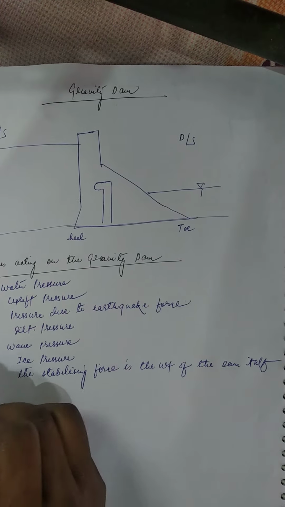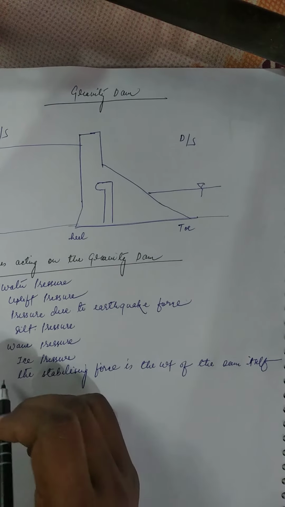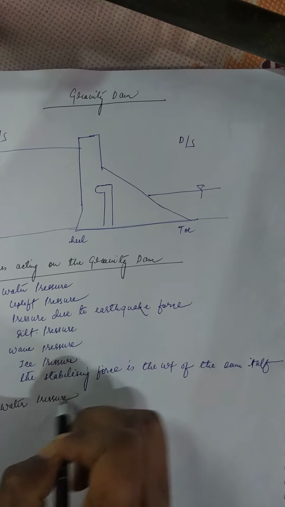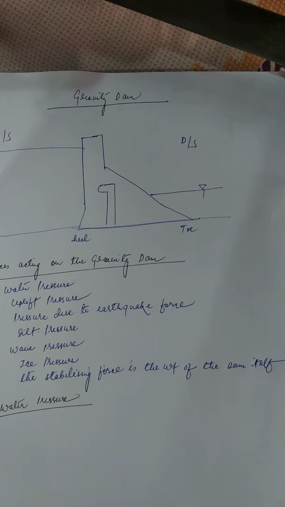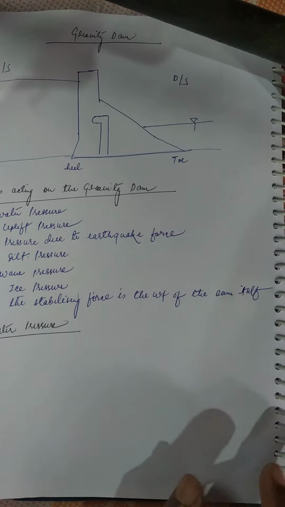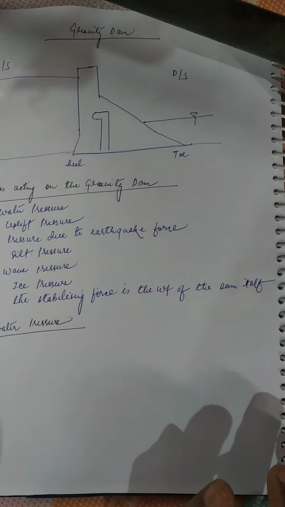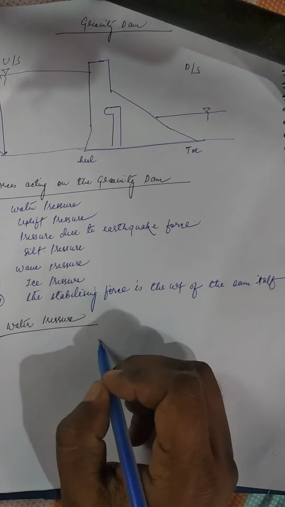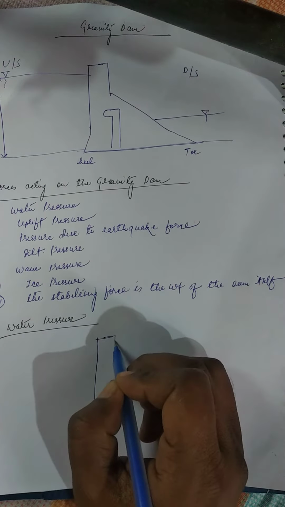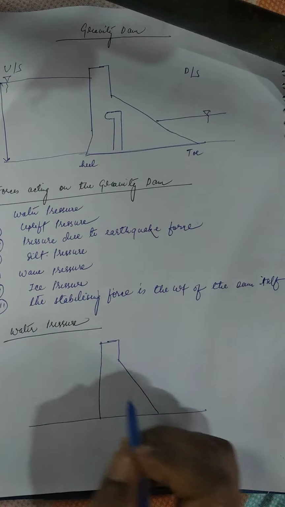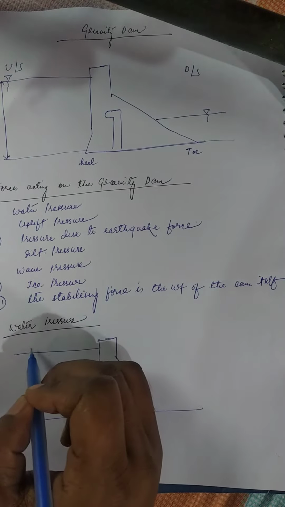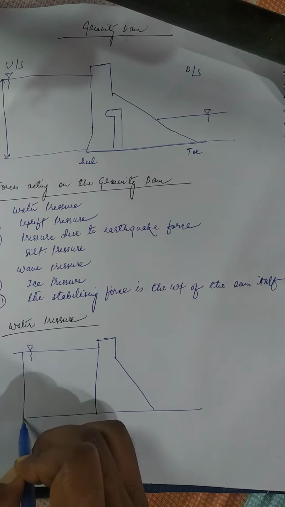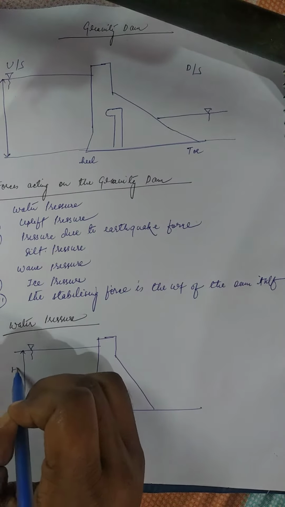The first one is the water pressure. We'll see first the sketch and try to understand. So here is the sketch of the dam and the water is drawn over here. This is the symbol of water. Suppose this height is H, capital H.